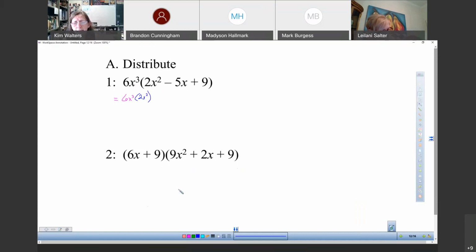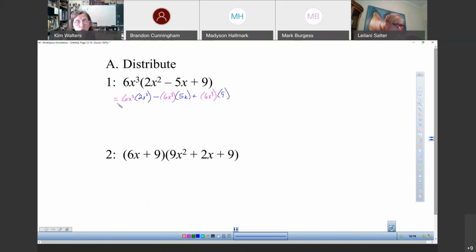And then I'm going to have minus, because there's a minus sign here, 6x to the third times 5x, because that's the next part that's here. And then I'm going to have plus, because that's what's there, 6x to the third times 9. So I multiplied this times each piece. It's all added and subtracted to begin with, but 6x to the third was multiplied times the whole polynomial. So I have to take 6x to the third times each piece.